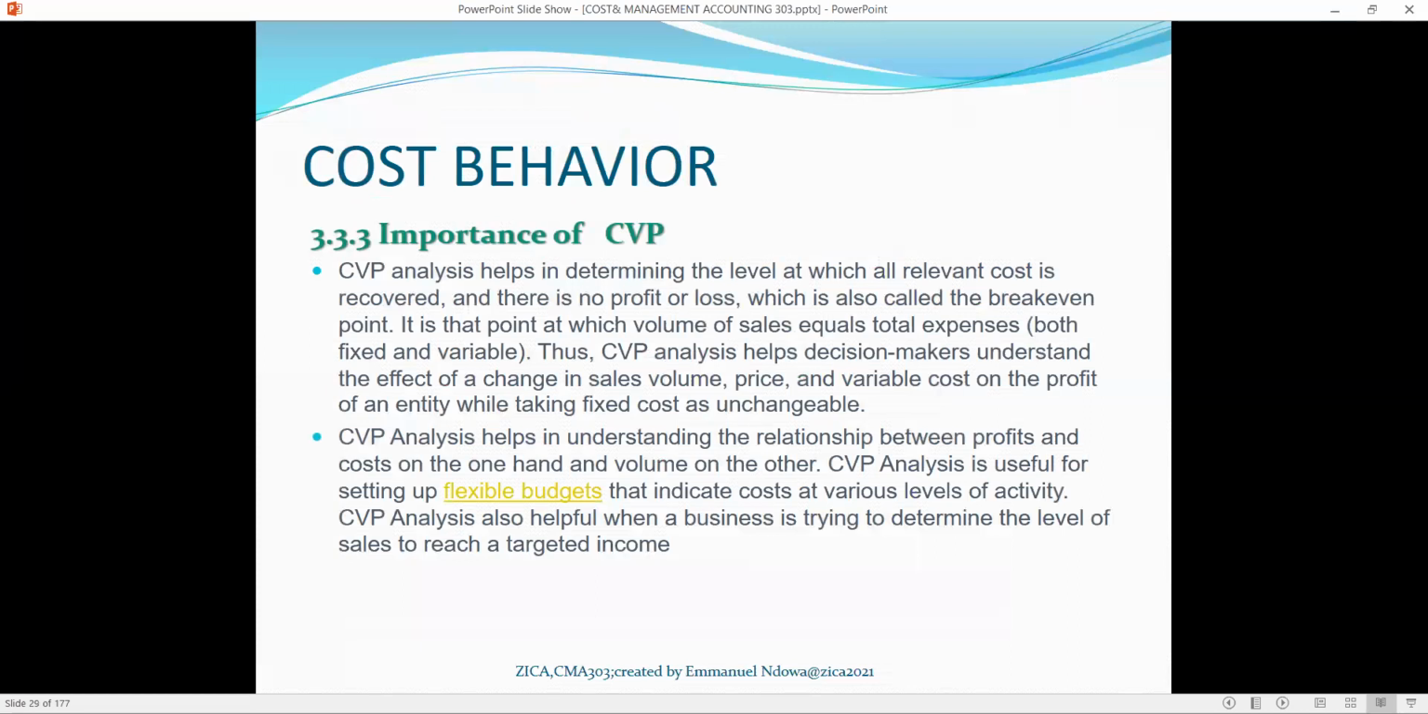We need to see the importance of the CVP analysis now. What is the importance of the cost volume profit analysis? We can see that the CVP analysis helps in determining the level at which all relevant cost is recovered and there is no profit or loss, which is also called the break-even point. We are on bullet 3.3.3. That's what I'm reading.